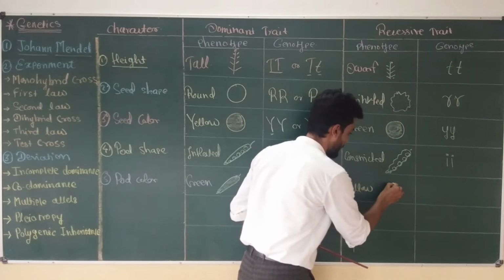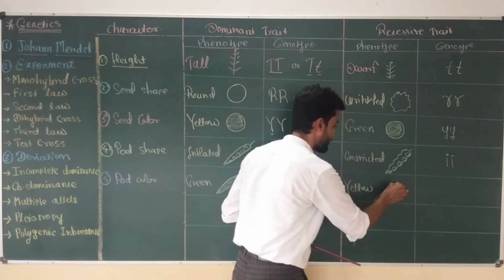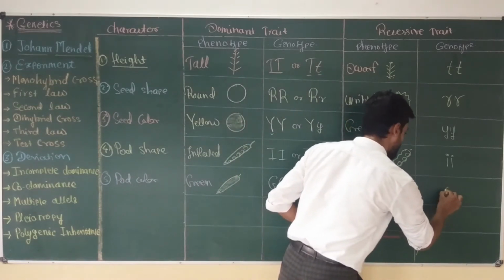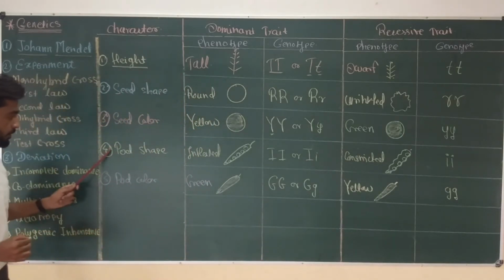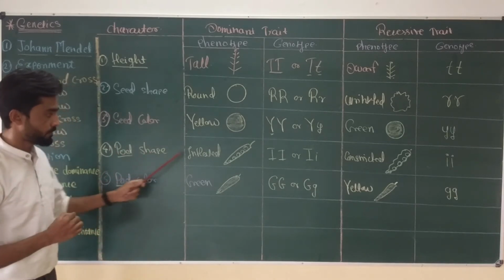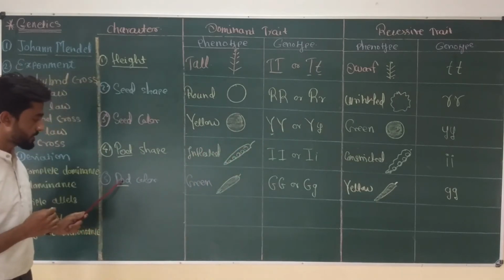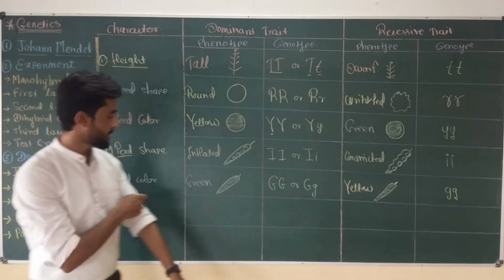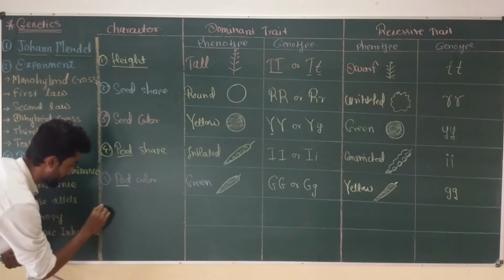So in this case you can find yellow color pod in the plant, and its genotype will always be small g small g. So characters number 4 and 5 are related to pods. First is pod shape, inflated and constricted, that is dominant and recessive, and next is pod color, green for dominant and yellow for recessive. Now the next character is related to the flower.